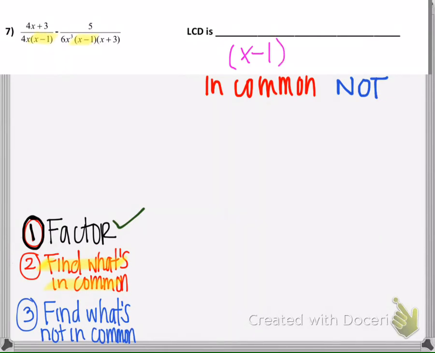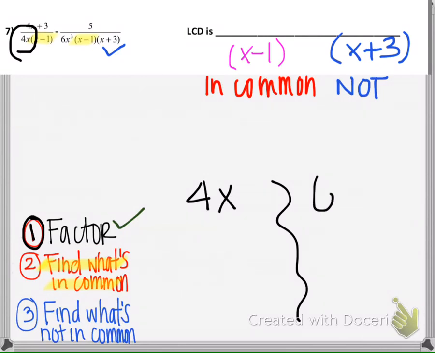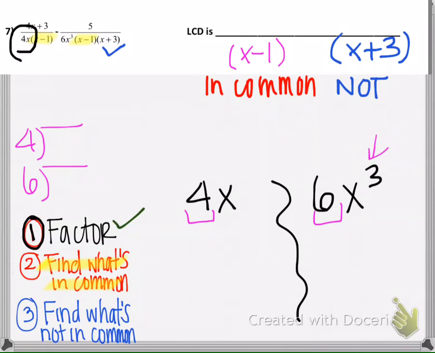And we have x plus 3, which is not in common. And then we have the monomials. So we have the 4x, and we have the 6x cubed. Now, the quick way to do it is what can 4 go into, and what can 6 go into? So I think we had this in a previous problem. It would be 12. And then the one with the higher exponent. So it'd be 12x cubed would be the least common denominator out of these two.